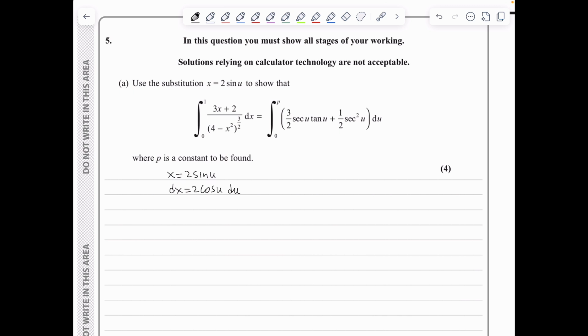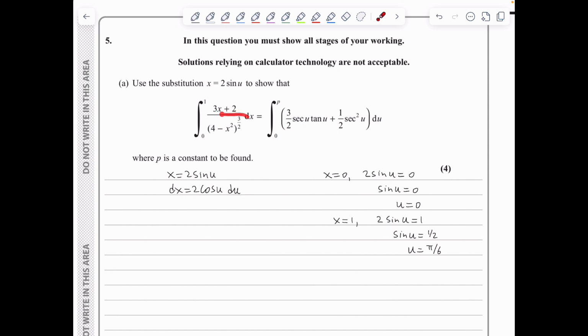I will also translate the limits, so when x is 0, we get that 2 sine u is equal to 0, which means that sine u is 0, and therefore u is equal to 0. While when x is 1, 2 sine u is equal to 1. We get that sine u is equal to a half. If I do shift sine over half, I get that u is pi/6.